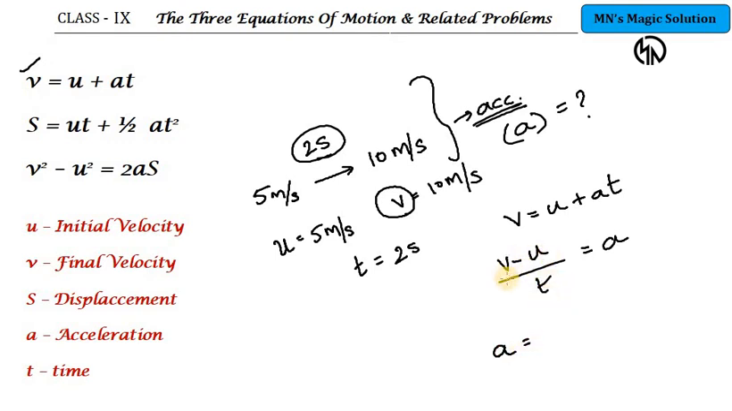What is v? Final velocity is 10. So 10 minus initial velocity u, which is 5, divided by the time taken, which is 2 seconds. So 10 minus 5 is 5, and 5 by 2 is 2.5. So the acceleration is 2.5 meter per second squared. Hence we have found the answer for acceleration for the given scenario using the first equation of motion.